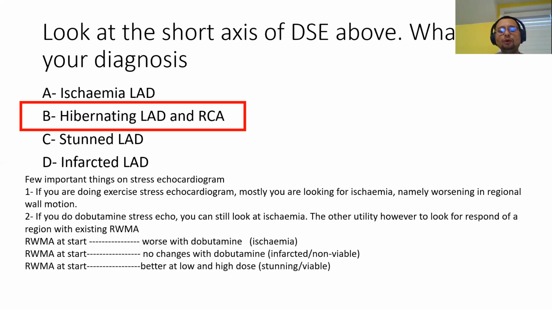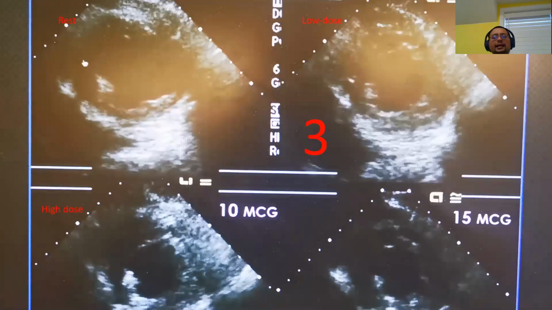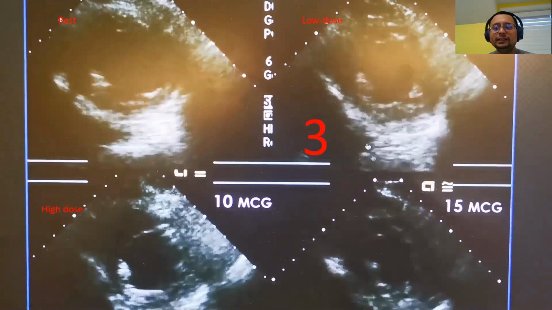If you start with hypo, it is better at low dose and high dose, meaning that this is stunned myocardium. Start with hypo, biphasic, better at low dose and get worse at high dose. This is hibernating. And this is exactly the one that we can see in the case that I showed you. Same case that I showed you before.